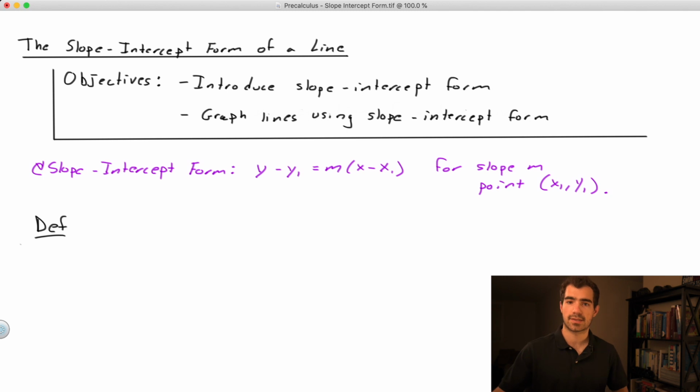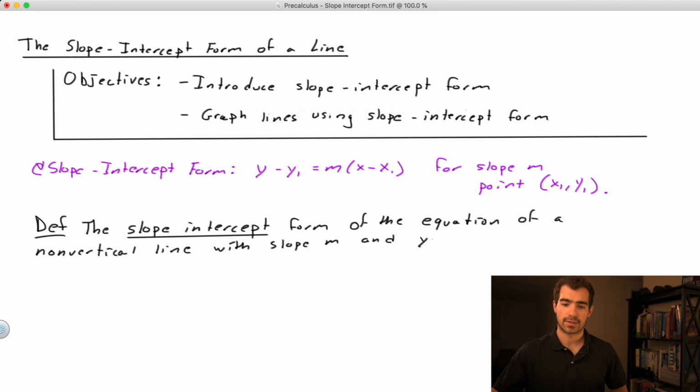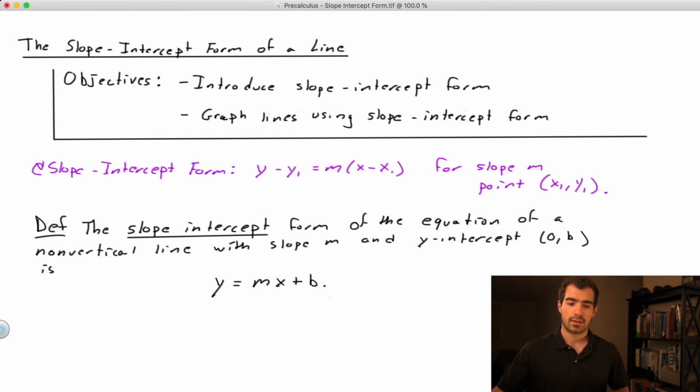And so first, what is the slope-intercept form? Well, the slope-intercept form of the equation of a non-vertical line with slope m and y-intercept (0, b) is y equals mx plus b. Again, this m is representing the slope of our line and this b is representing the value of the y-intercept.